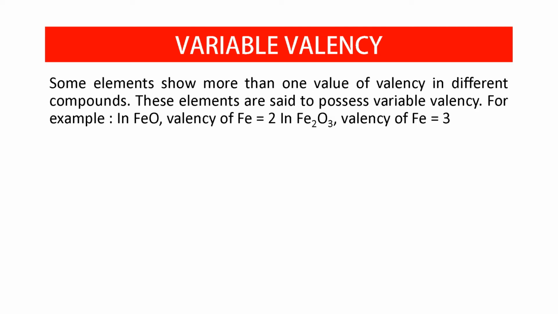For example, in iron oxide FeO, the valency of iron is 2, and in Fe2O3, that is also iron oxide, the valency of iron is 3. So you can see in both of the compounds there is a different valency of iron. In FeO there is a valency of 2, in Fe2O3 there is a valency of 3. So iron shows variable valency. So it shows different valency in different compounds. So we call it variable valency.